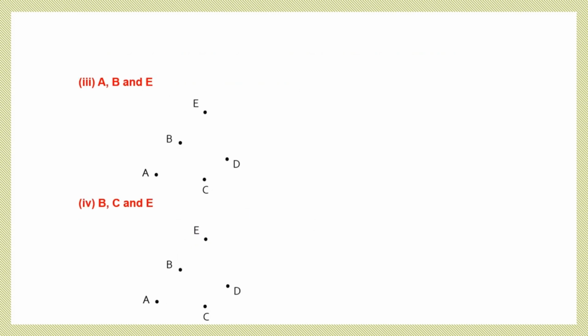Question 3. Now A, B and E, are they collinear or not? Now take your ruler, place it on A, draw a line up to B. Then from B, draw a line up to E. So let's do that. First from A to B, okay, we have a line. Now B to E, okay, as you can see, all 3 points are on the same straight line. So the points are collinear.